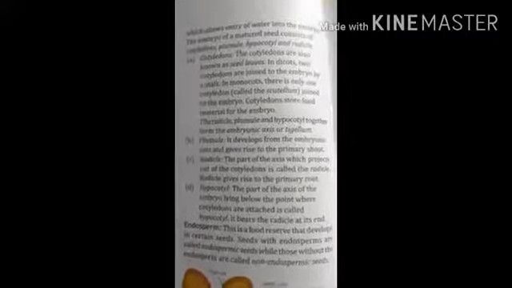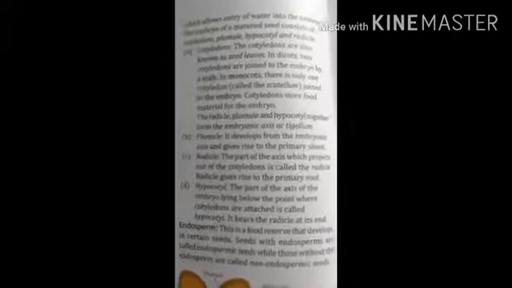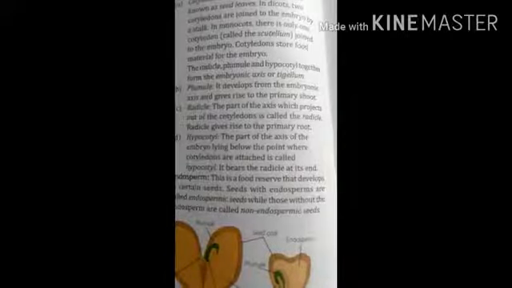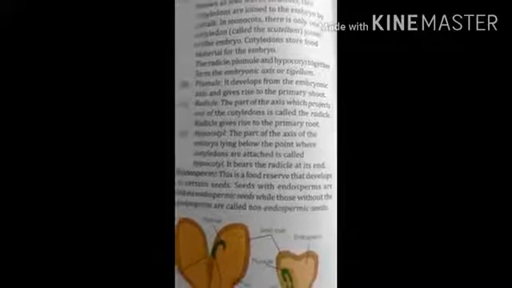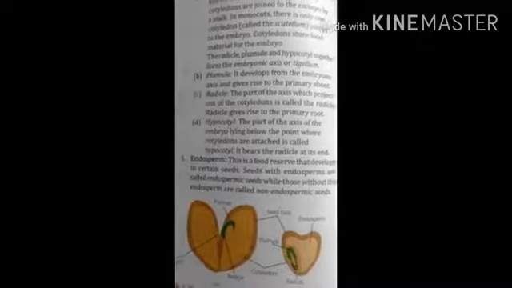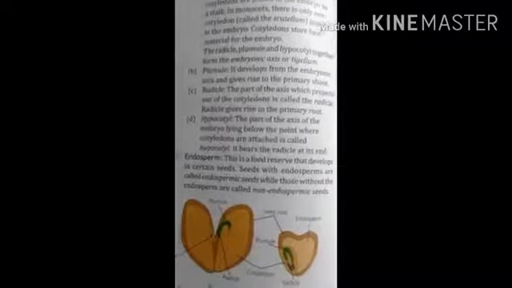Come to plumule. It develops from the embryonic axis and gives rise to the primary shoot. Radicle is the part which projects out of the cotyledon and gives rise to the primary root. Next is hypocotyl, the part of the axis of the embryo lying below the point where cotyledons are attached. It bears the radicle at its end. Endosperm is a food reserve that develops in certain seeds. Seeds with endosperm are called endospermic seeds, while those without endosperm are called non-endospermic seeds.